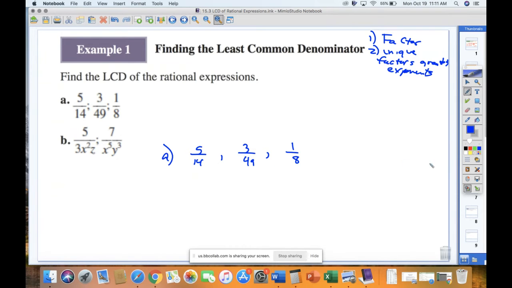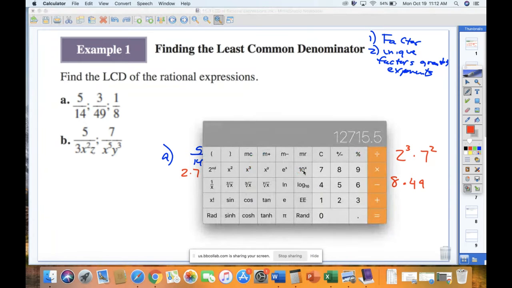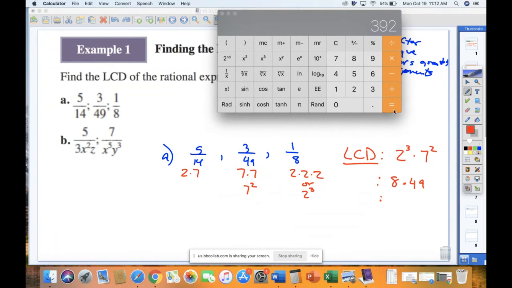So if I factor 14, I get 2 times 7, or 1 times 14. 49 is going to be 7 times 7, and 8 is 2 times 2 times 2, or that's 2 to the third. By the way, 7 times 7 is 7 squared. So according to this, I now have it factored. My unique factors are 2 and 7. My greatest power is going to be 2 to the third and 7 squared. So my least common multiple is going to be 8 times 49. I need my calculator on this. I get 392.